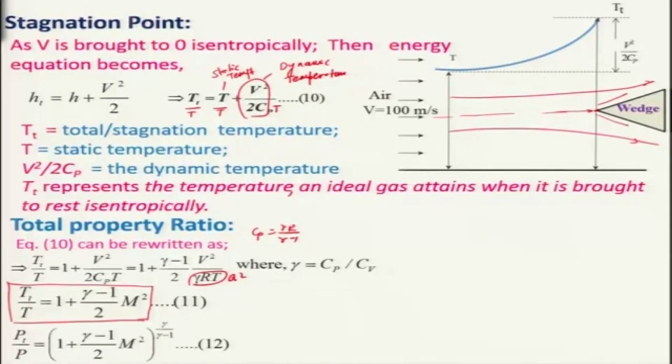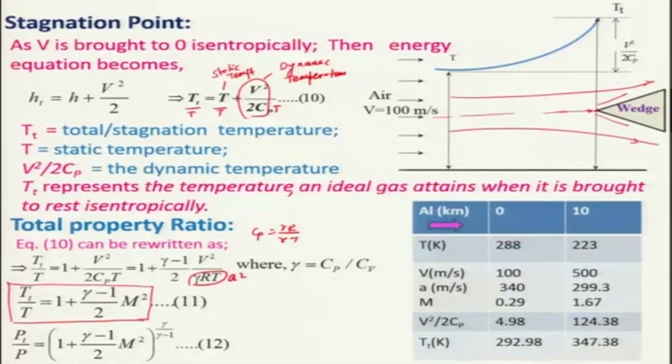Similarly, we can derive the expression for total pressure and pressure in terms of Mach number for an ideal gas, that is, Pt by P is equal to 1 plus gamma minus 1 divided by 2 M square, raised to the power gamma divided by gamma minus 1. So, you can look at different altitudes. You can see that is given here, the temperature 288 Kelvin, at 10 kilometer altitude it is 223, and V is 100 meter per second.